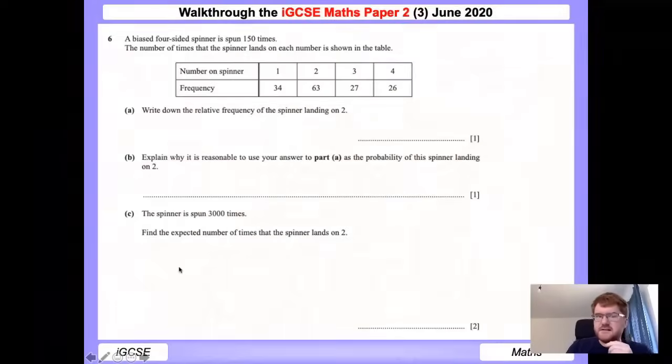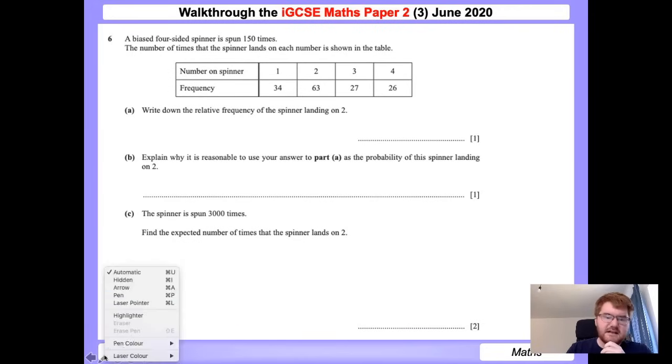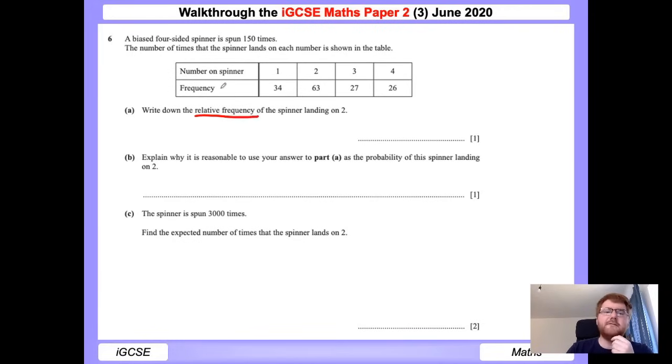Okay, question 6. So a biased four-sided spinner is spun 150 times and we're given a relative frequency table. Okay, this is a term that students often forget what this means. So relative frequency basically means the same as experimental probability. It's another phrase for the same thing. If I wrote it like this, it makes it more straightforward what we have to do.